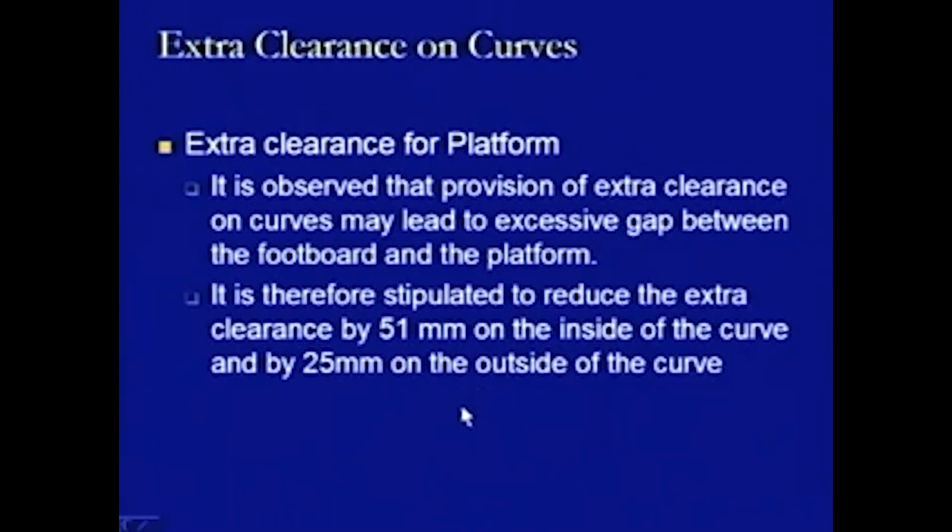What is done is that it is stipulated to reduce the extra clearance by 51 mm on the inside of the curve and by 25 mm on the outside of the curve. So, whatever extra clearance is computed, once it is computed, it is reduced by 51 mm on the inside of the curve and by 25 mm on the outside of the curve.